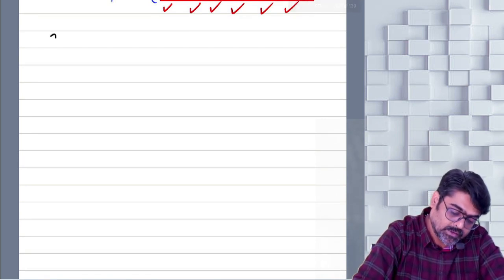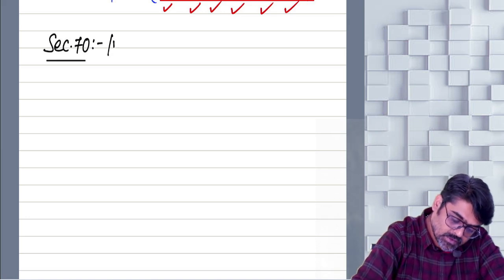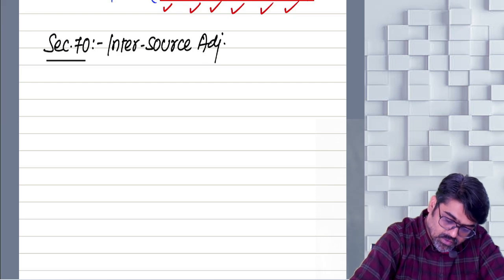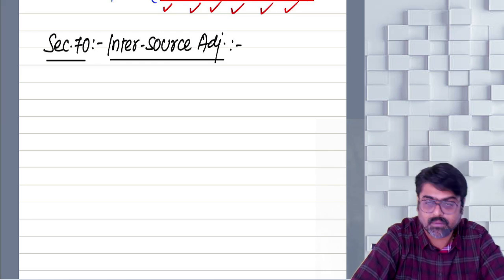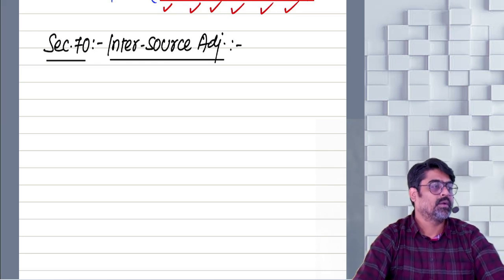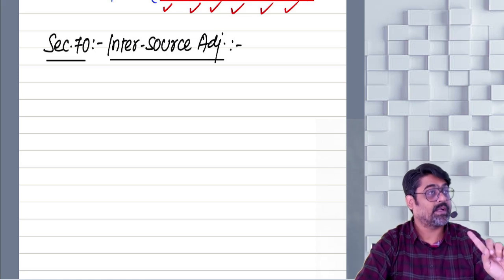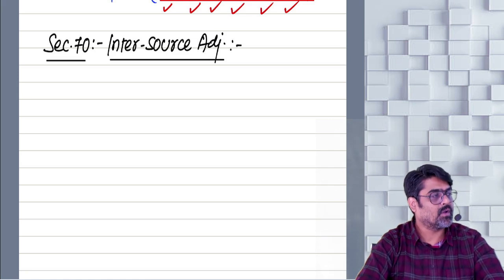Come on. Section number 70. What does this section say? Inter source. Inter source what? Okay, now? Inter source adjustment or inter source set off. Done, no? Now tell me. A loss will be calculated for the first time inside a head for a source of income. Why will that loss arise?